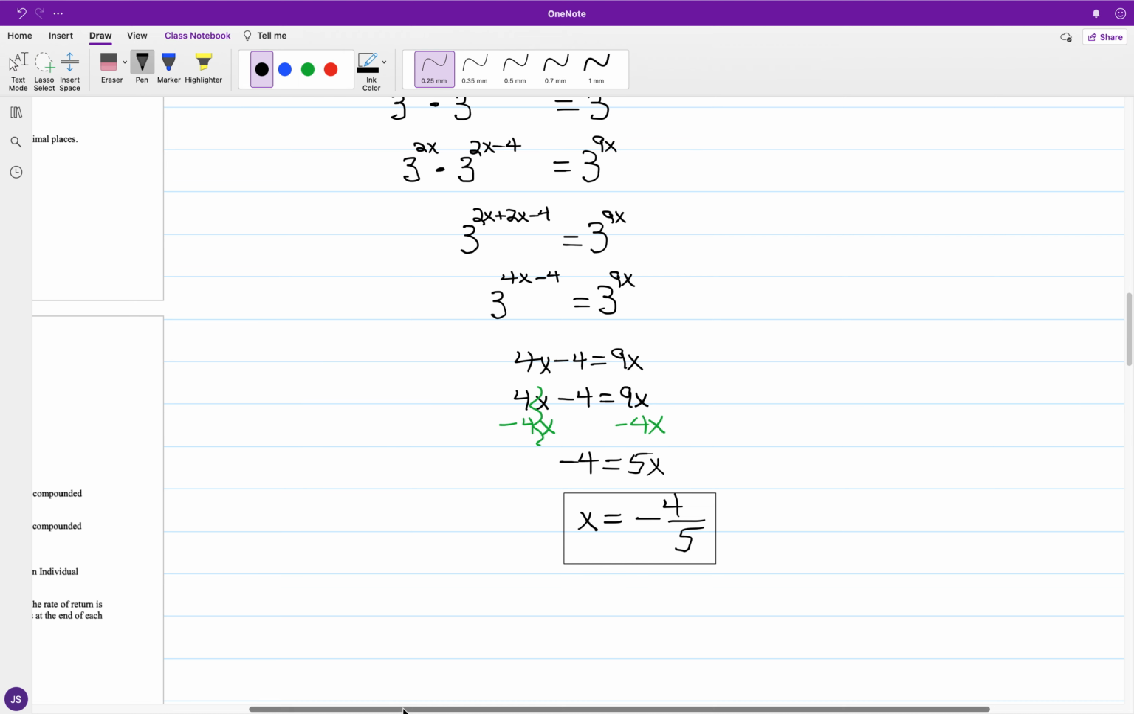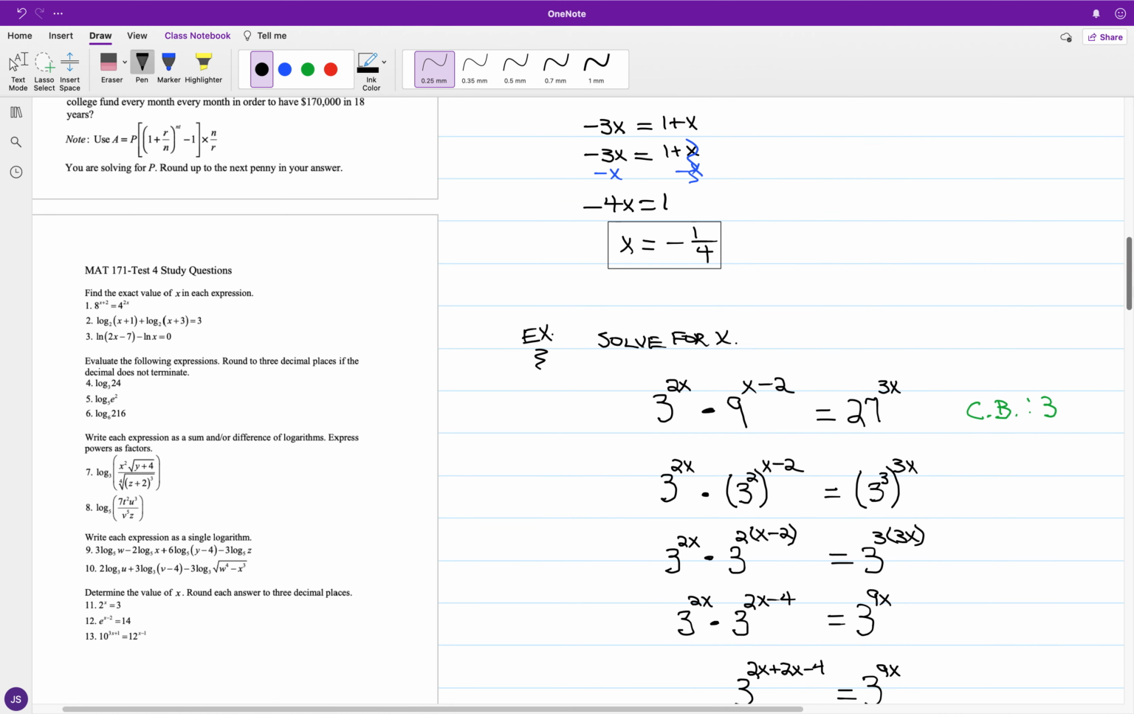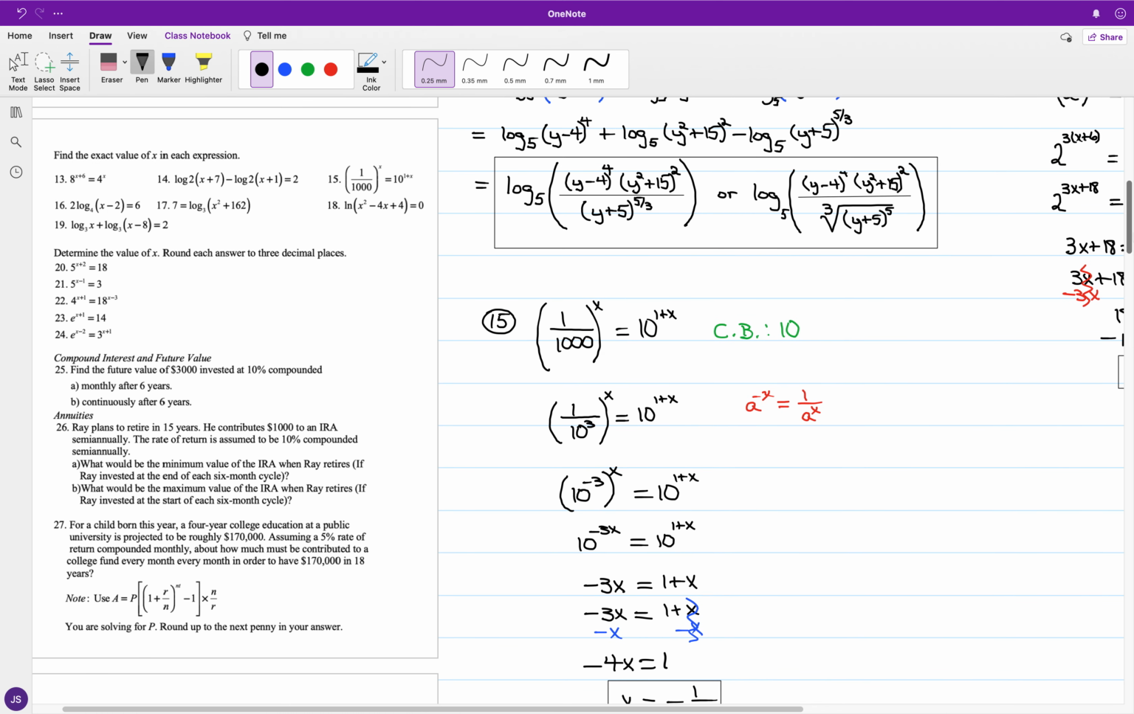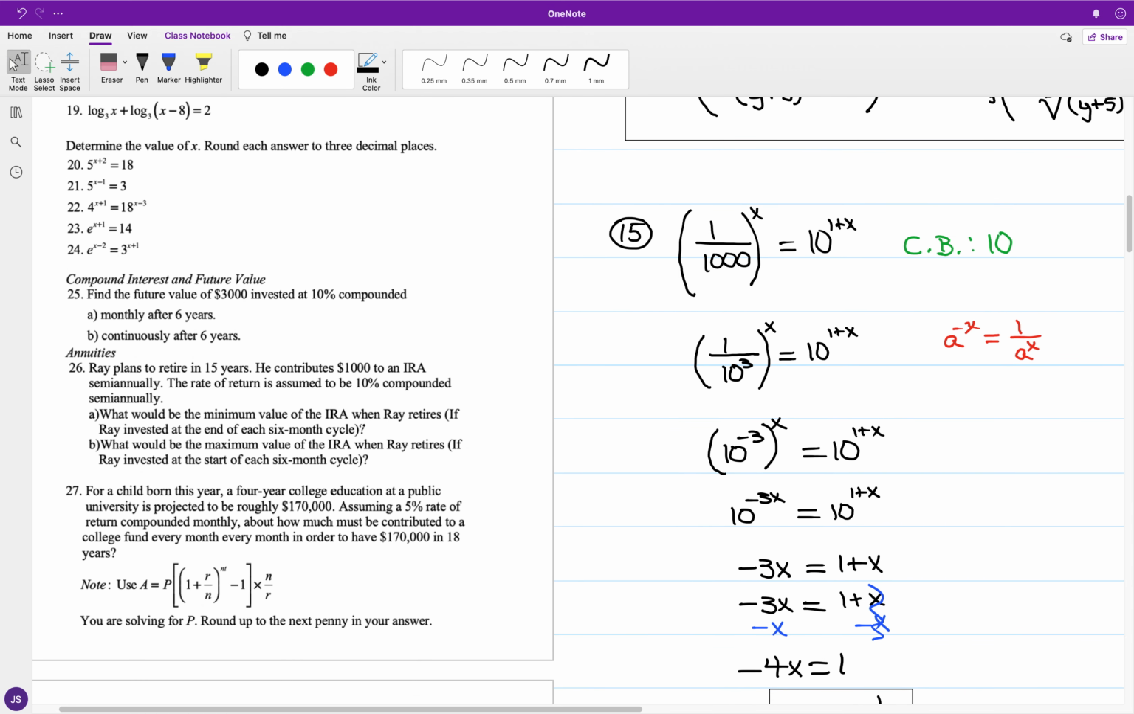Now, for what we have in the case of working with money matters, in the case of number 25, we have compound interest and future value. Case A has non-continuous compounding, whereas case B has continuous. It says to find the future value of $3,000 invested at 10% compounded. In part A, we're looking at monthly after 6 years, and part B, continuous compounding.